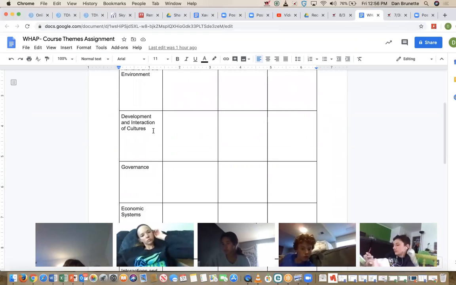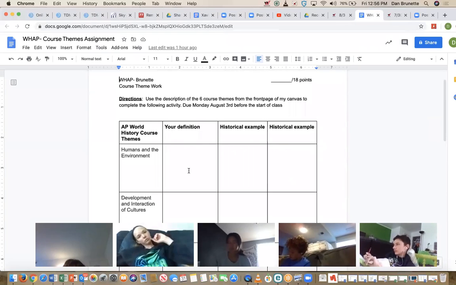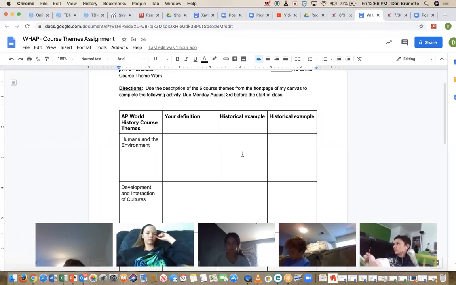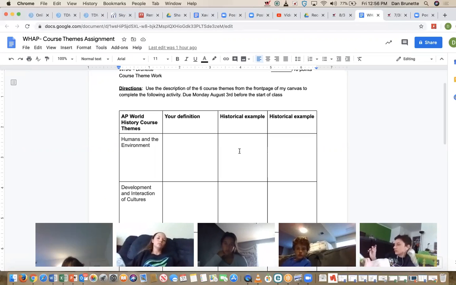So I've got the themes on the left-hand side. I've got your definition in 8 to 10 words, and then a historical example. Let me give you a historical example of humans and the environment. I am going to use the Industrial Revolution and pollution, which caused the rise in cancer in males in London and caused an entire generation of people in the West to suffer from black lungs or coal related cancer.